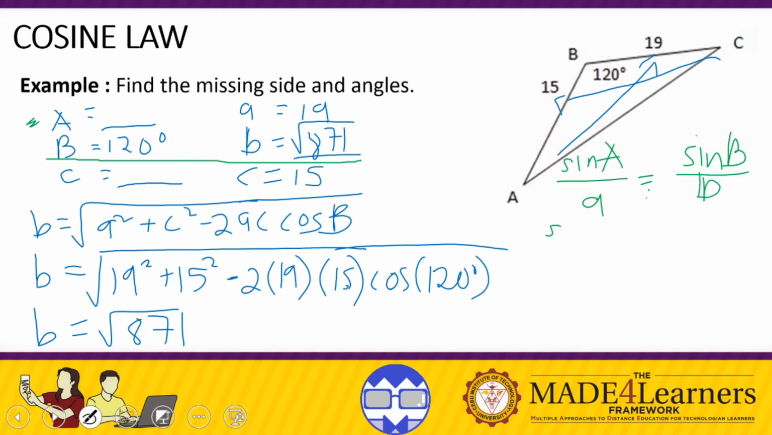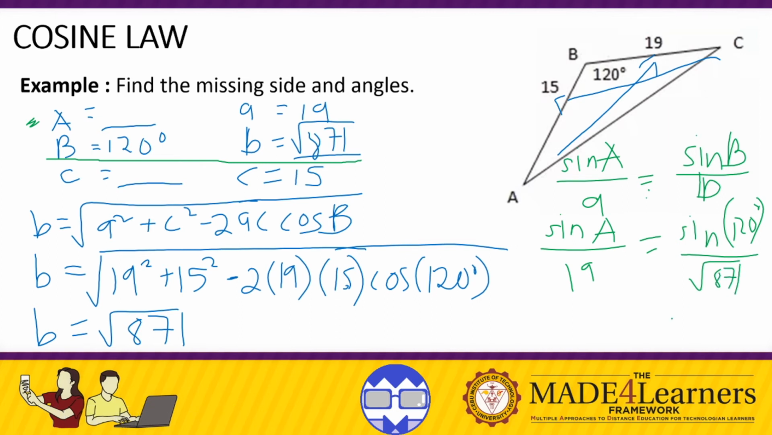Okay, then sine A over A is 19 equals sine B is sine of 120 degrees all over B is square root of 871. Okay, then we cross multiply. So I'll just write 19 here and then erase 19 at the bottom, cross multiply. Okay. So next step will be to take the arc sine of this. Okay, so arc sine.